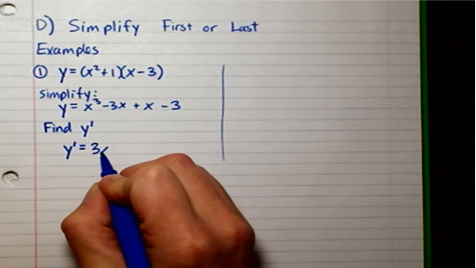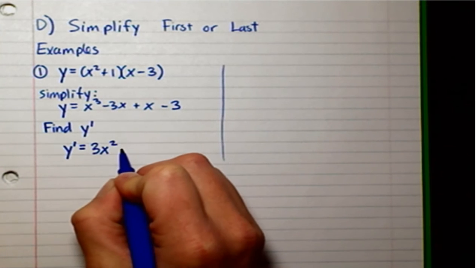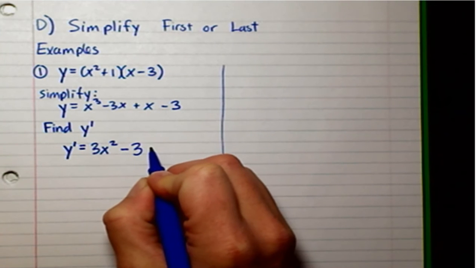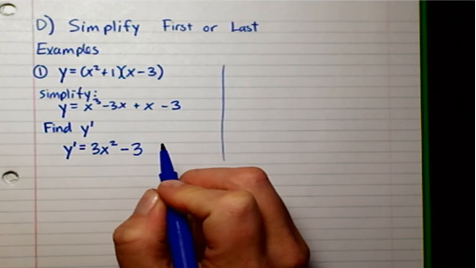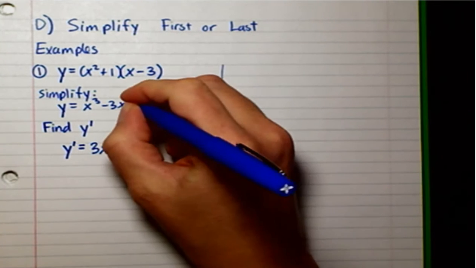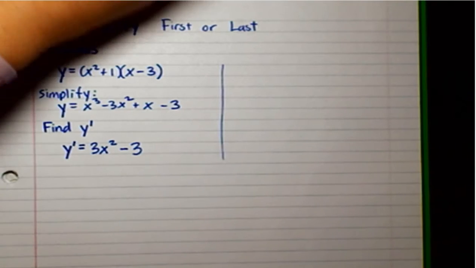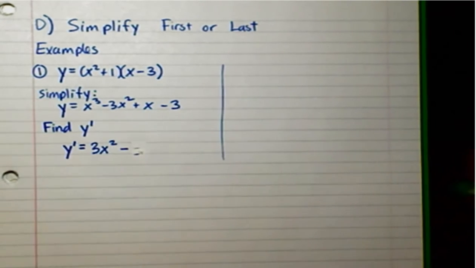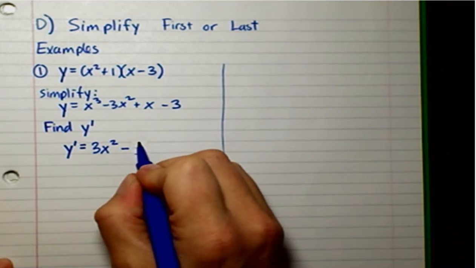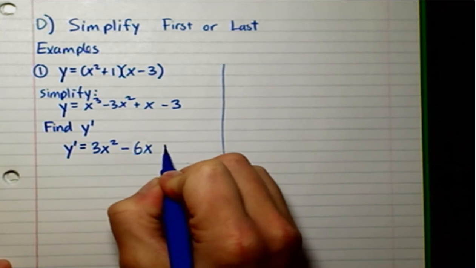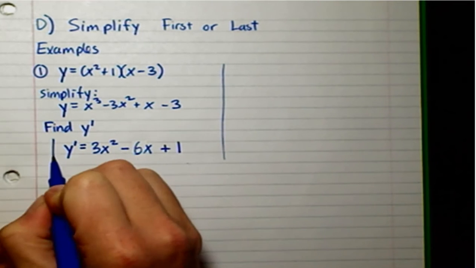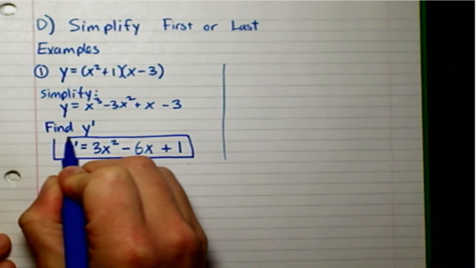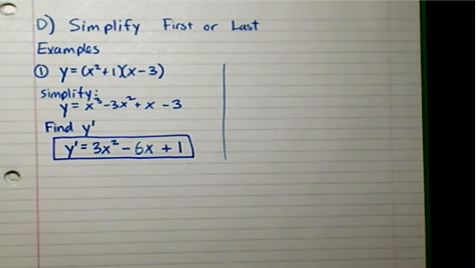Okay, so I get 3x squared minus 3. Oh, sorry. Thank you, because I missed a squared. Okay. 6x plus 1. Oh, okay. That wasn't too bad.